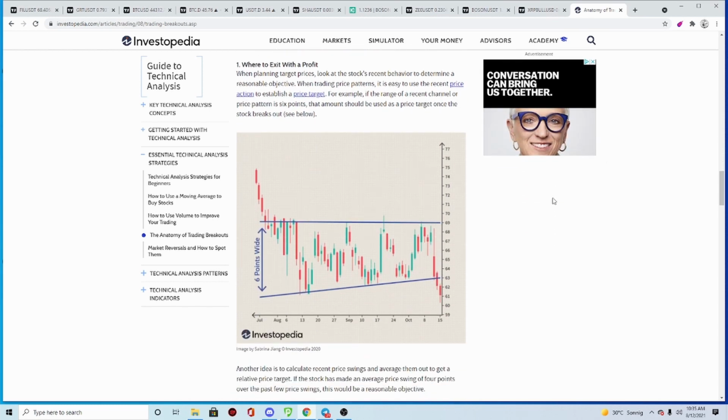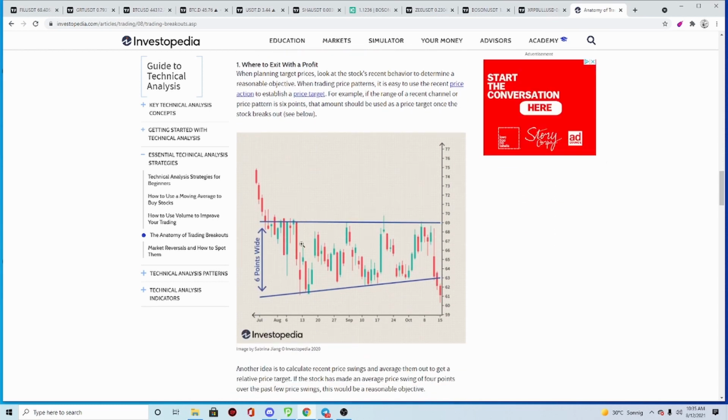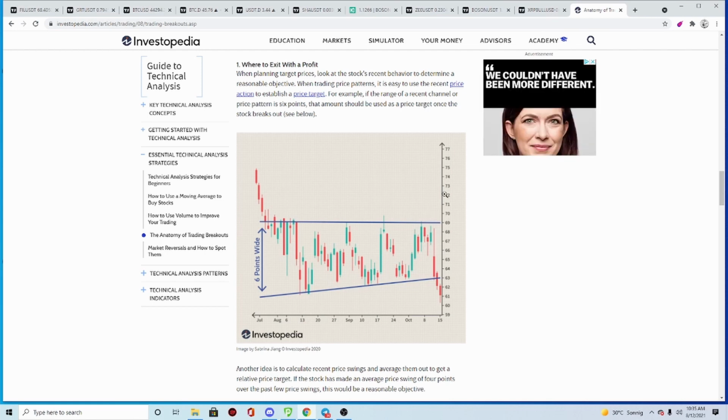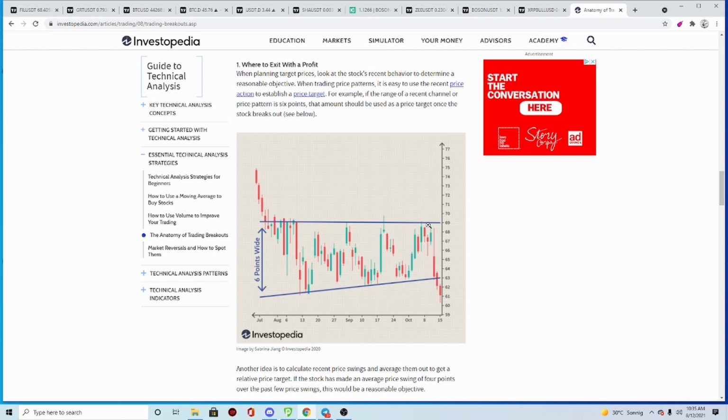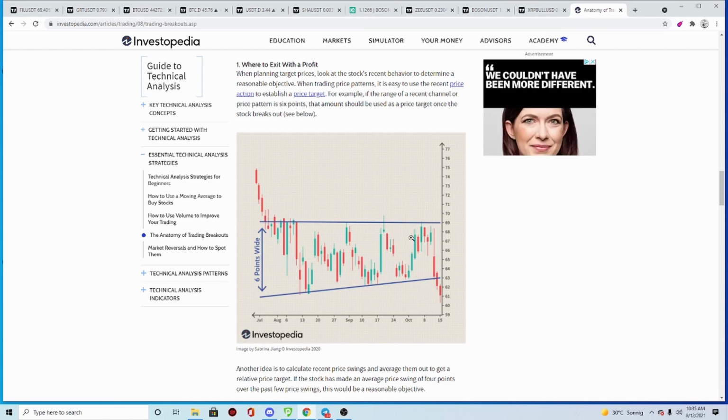So whenever you go down here, guys, let's just say this breaks to the upside, okay? You got this thing, it breaks to the upside. Obviously, you got your target and everything. You want to plan your exit out of this whole thing. You have everything mapped out, okay? Say she breaks out, comes all the way up here.